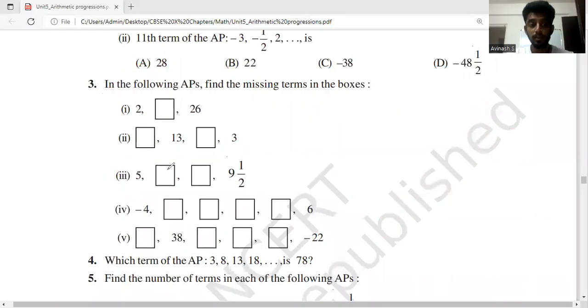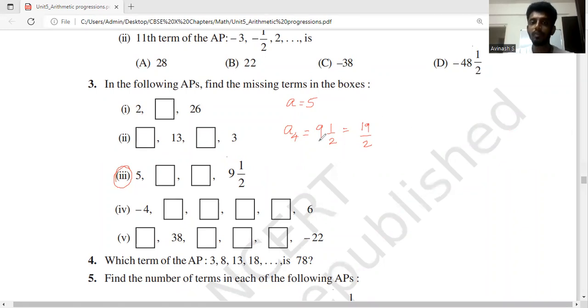When it comes to the third subdivision, we have been given the value of a. So a has been given as 5. And we have also been given the value of a4, that is the fourth term, which has been given as 9 1 by 2. So this can be converted to 19 by 2. This is because a mixed fraction can be converted to a normal one by multiplying and then adding the numerator. So 2 into 9 is 18 plus 1 is 19 by 2. So this is how we convert.